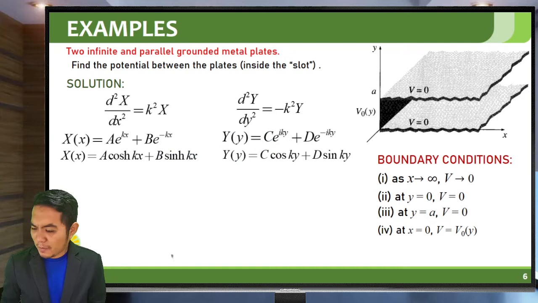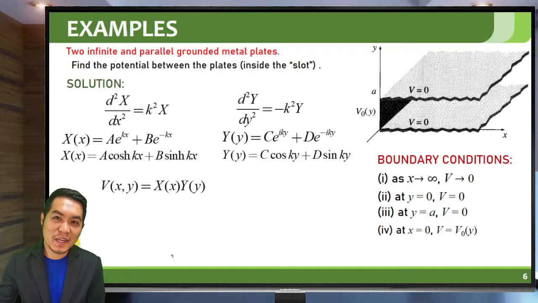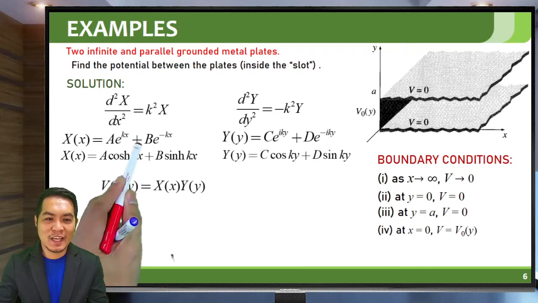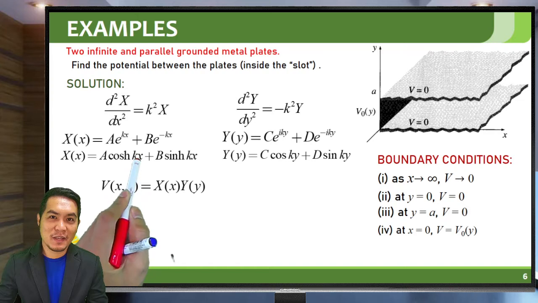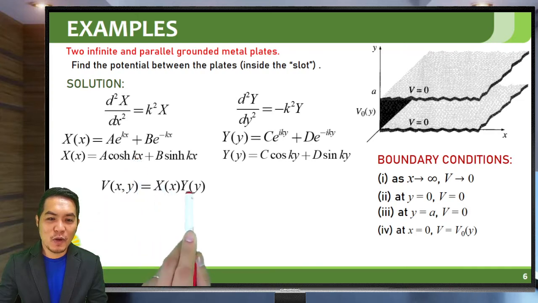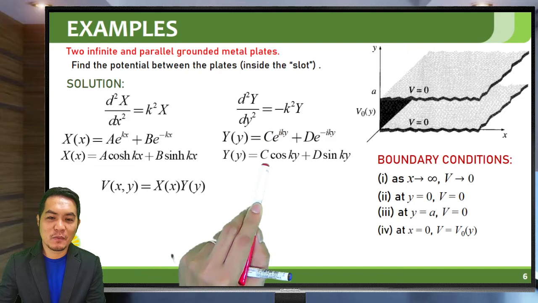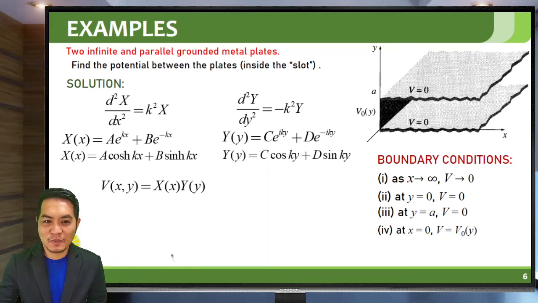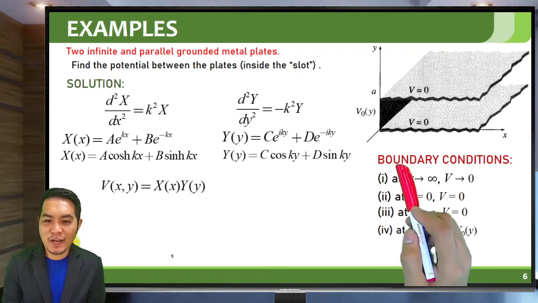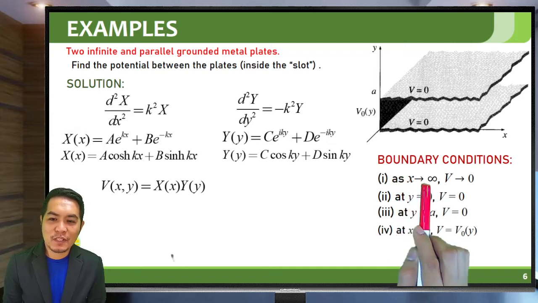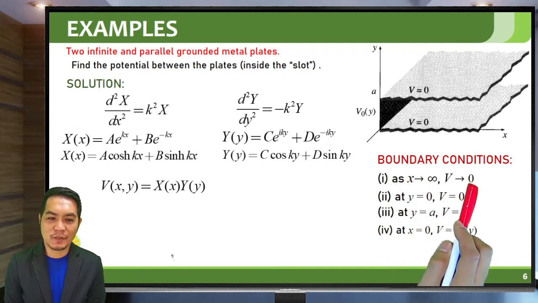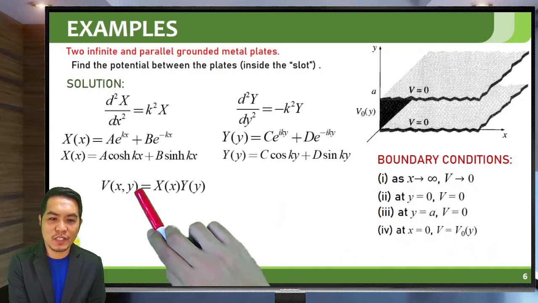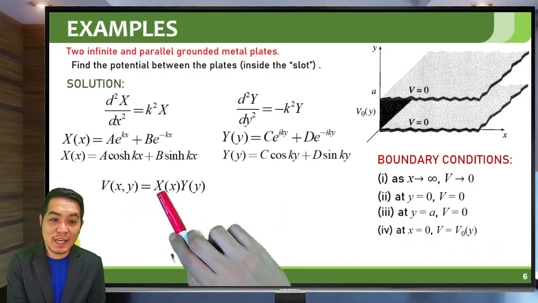So the question now is, for this specific problem, what x will we use? Is it the exponential form or the hyperbolic form? And what y will we use? Is it the exponential form or is it the sinusoidal form? Now, for every problem, you need to look at the boundary conditions first. So, for x, for instance, when x approaches infinity, the potential must be equal to 0. So, when the potential approaches 0, it could mean that the x function approaches 0.